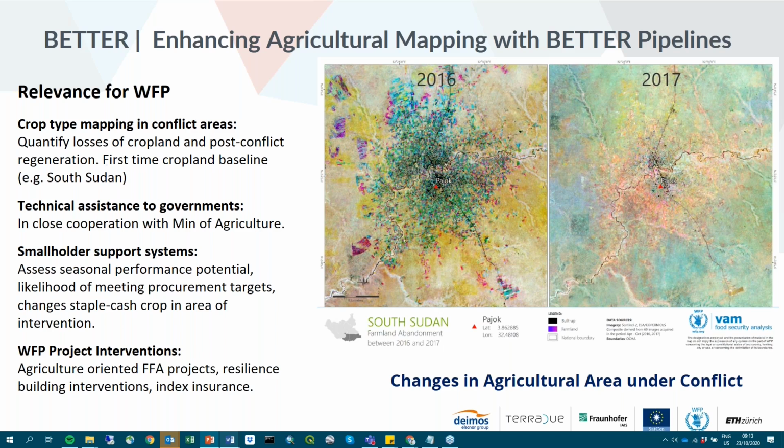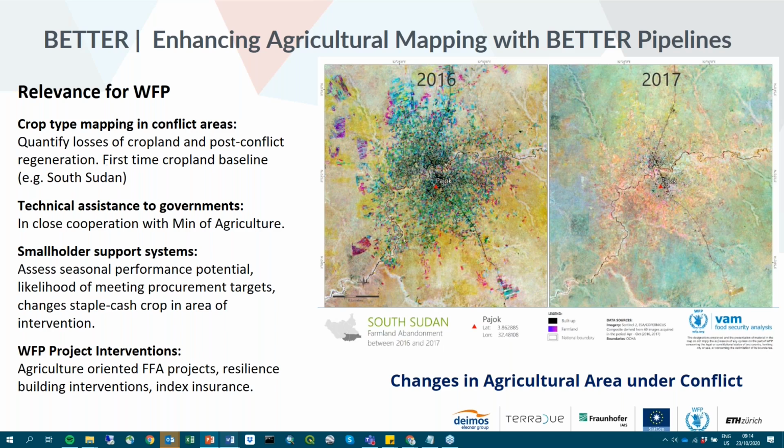And in a setting of conflict, and conflict has been a major driver of the WFP's requirements in humanitarian assistance, the image you see in South Sudan compares two situations around a location called Payok in South Sudan from 2016 to 2017, showing, through a simple temporal composite of Sentinel-2 data, the abandonment of cropland around this location. So this is one of the major drivers for us to get a grip on the extent of cropland, to do it in a more dynamic way and to assess its year-on-year changes.